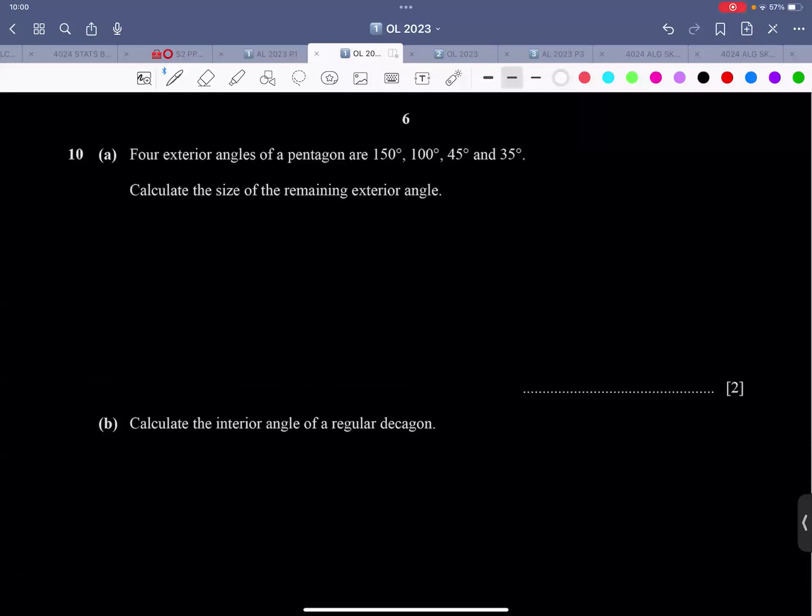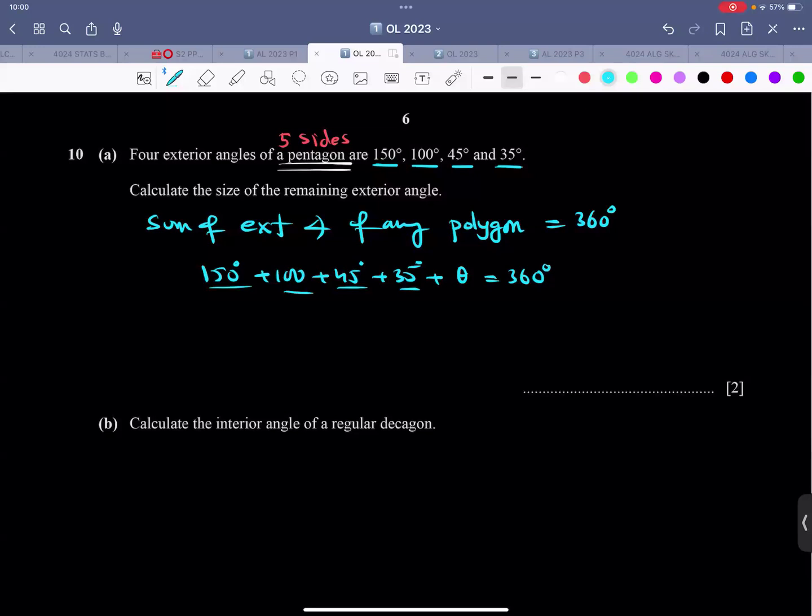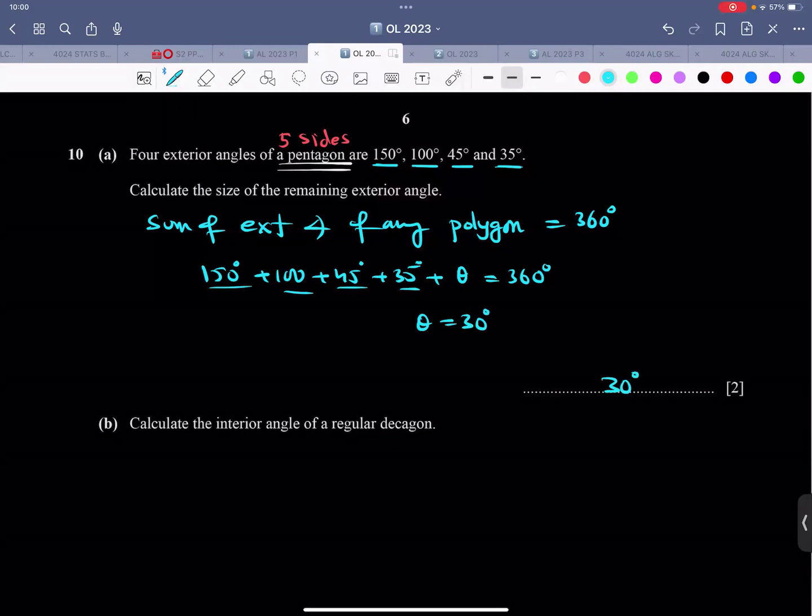Question number 10. The 4 exterior angles of a pentagon are such and such. Calculate the size of the remaining exterior angle. Now we know that a pentagon has 5 sides. So we have 150, we have 100, we have 45, we have 35. The sum of exterior angles of any polygon, irrespective of whether it's regular or irregular, is 360 degrees. So 150 plus 100 plus 45 plus 35 plus that unknown angle theta equals 360. 45 and 35, that's 80. 250 plus 80 is 330. Therefore, theta comes out to be 30 degrees.